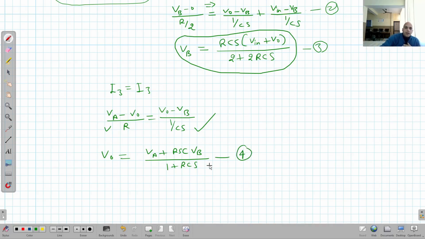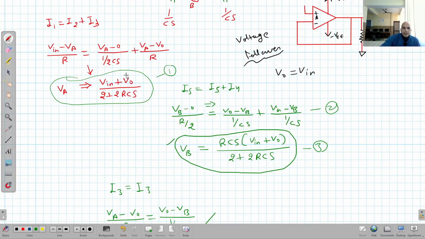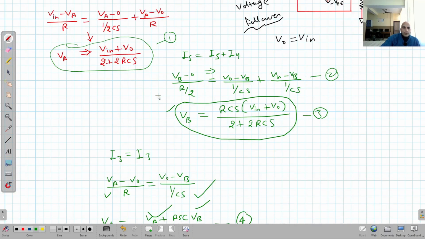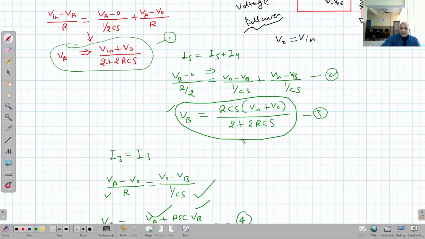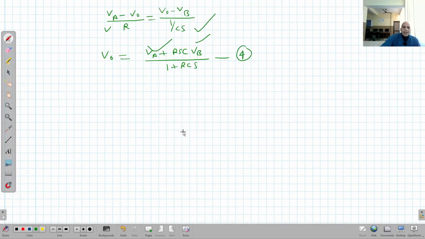Now it might be clear what the next step is: put the values of VA and VB. VB is here, VA is here. If you put the values of VA and VB, you will get an equation in terms of RCS, V input and V output. Then rearrange it for V output upon V input. Let's take the step of putting the values, then I will write it.